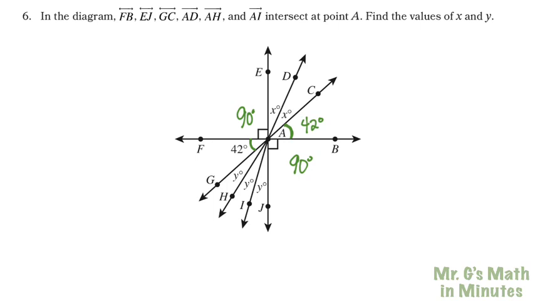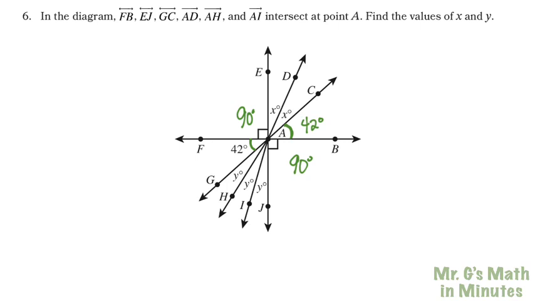I know they're opposites this time because every single one of these lines is a straight line. This one's a straight line. This one's a straight line. Right here and right here. So we got at least two. So I know I've got some vertical angles.